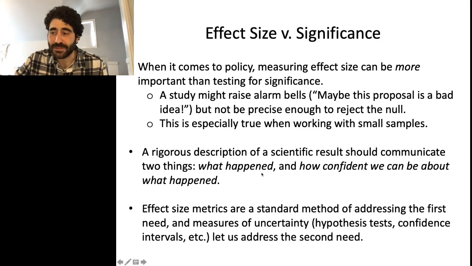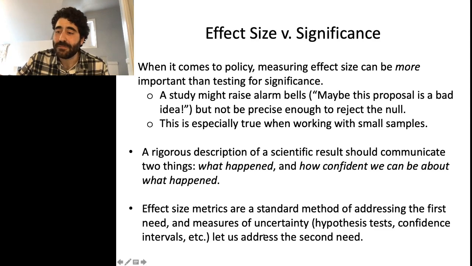So effect size metrics answer the first question of how big an effect we are seeing in the sample. Then all our measures of uncertainty, things like hypothesis tests, can address the second need. Confidence intervals can really address both of these, I'd argue, since they also give us some information about how confident we are about what happened. But p-values alone really only address the second part.